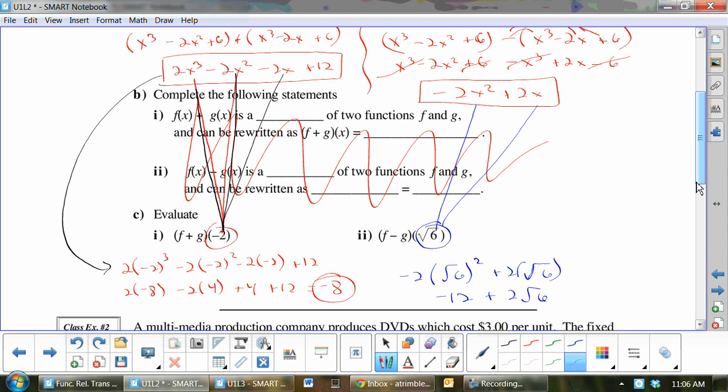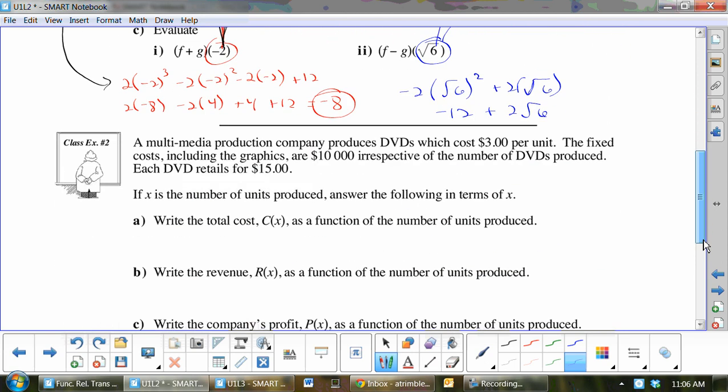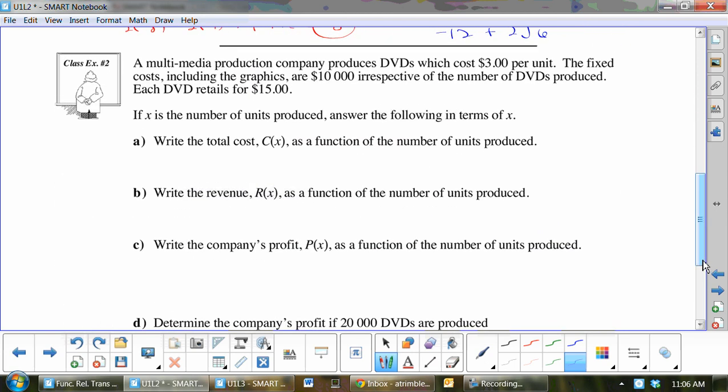Okay, just in case you were understanding this, let's do a word problem to really mess with your head. Because word problems straighten everything out, right? Now, so you have a multimedia production company and you produce DVDs, which cost you to make them $3 per unit. Okay? The fixed costs, including graphics, are $10,000 irrespective of the number of DVDs you produce. Okay? So that's your setup cost. Okay? Setup costs are usually quite heavy.